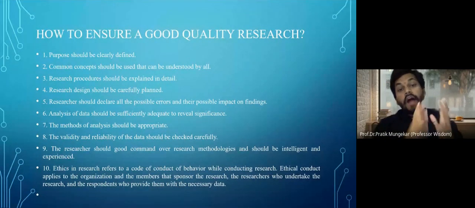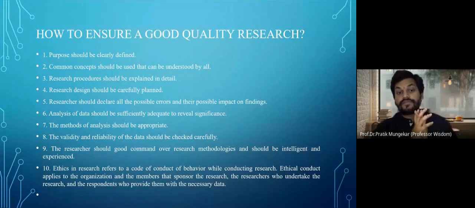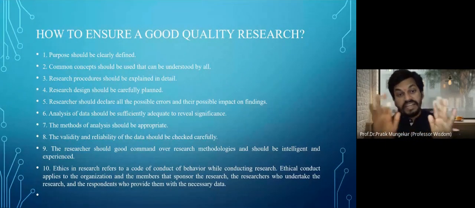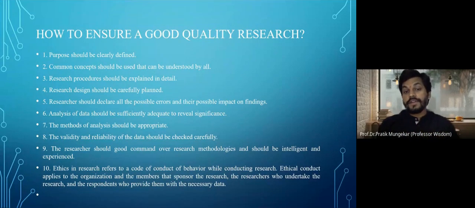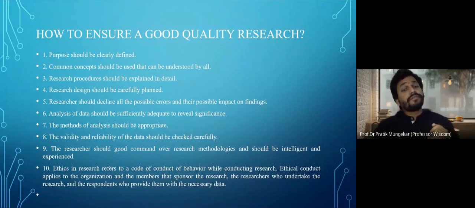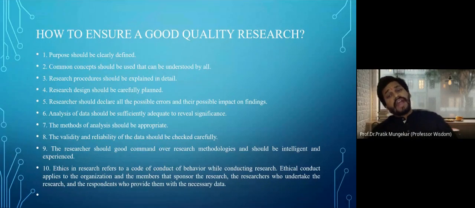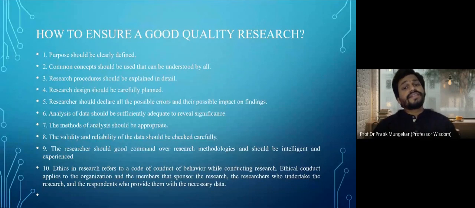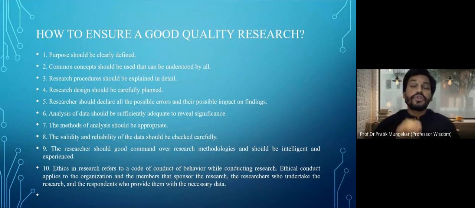Okay. So how to ensure a good quality research? First, purpose should be clearly defined. Second, common concepts should be used that can be understood by all. Third, research procedures should be explained in detail. Fourth, research design should be carefully planned. Fifth, the researcher should declare all the possible errors and their possible impacts on findings. Sixth, analysis of data should be sufficiently adequate to reveal significance. Seventh, the methods of analysis should be appropriate.